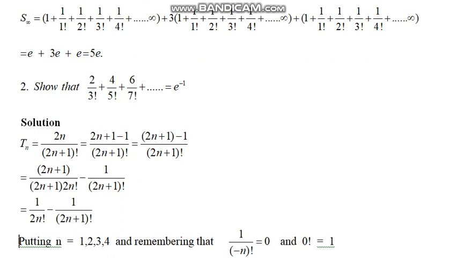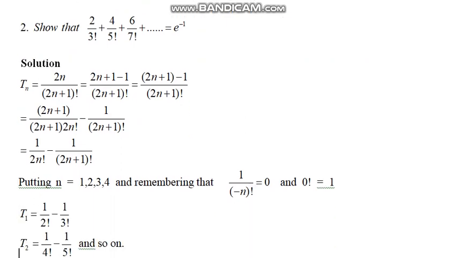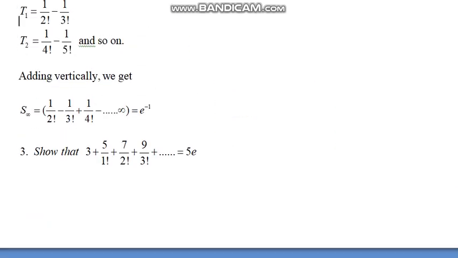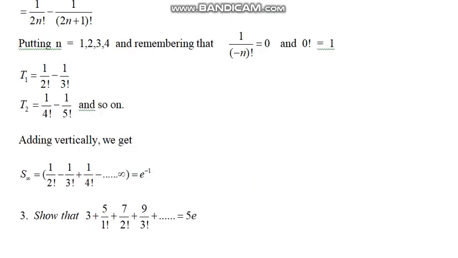Okay. Putting n equal to 1, 2, 3, 4, etc. and remembering that 1 by (minus n) factorial equals 0, and 0 factorial is 1, so t1, replacing n equal to 1. Okay, 1 by 2 factorial minus 1 by 3 factorial is t2. So adding and taking the common terms separately, it becomes a series, e power minus 1. Okay. e power minus 1. All terms you can add now, you can get e power minus 1. This is the summation of the series.